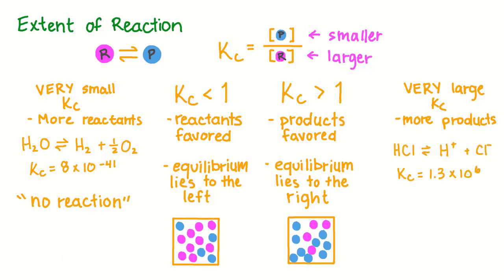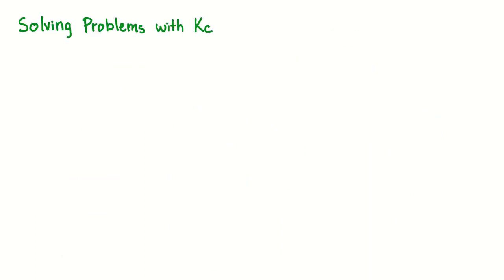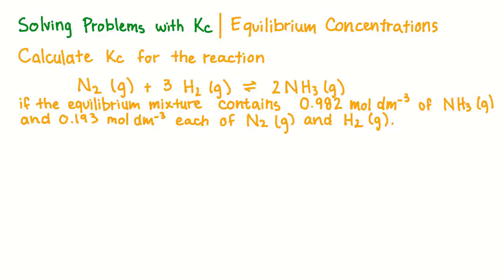On the other end of the spectrum, we have a very large Kc, 1.3 times 10 to the 6th. Here, our products are so favored that we generally say the dissociation of hydrochloric acid into hydrogen and chlorine ions goes to completion. Now let's see how we can solve problems that involve the equilibrium constant. Perhaps the simplest type of problem we'll encounter is one where we're directly given the equilibrium concentrations of our products and reactants. That's the case in this problem.